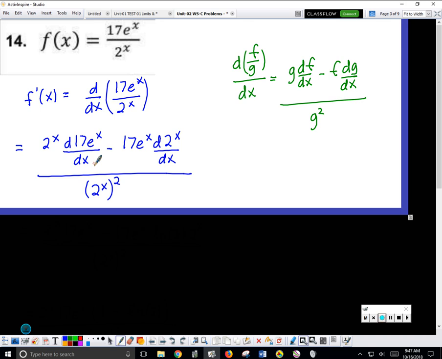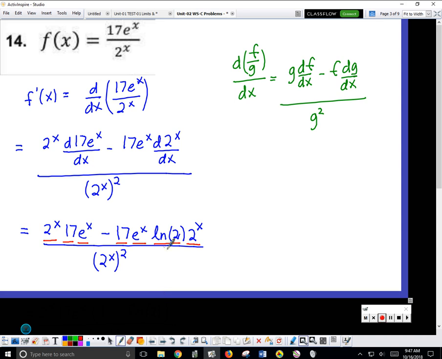Okay, this one's a little bit longer. That one becomes natural log of 2, 2 to the x, dx. So now we're here. Questions?